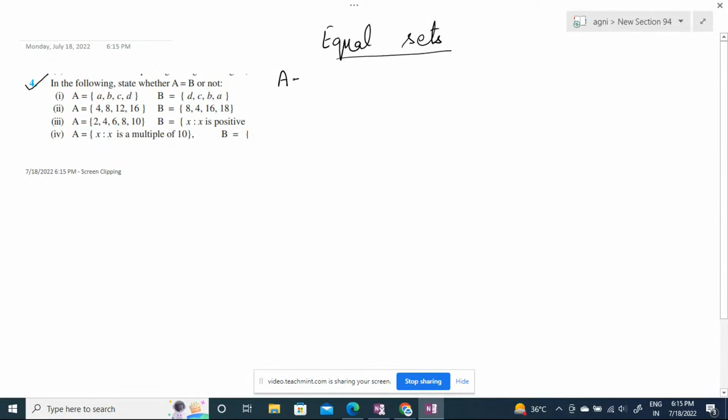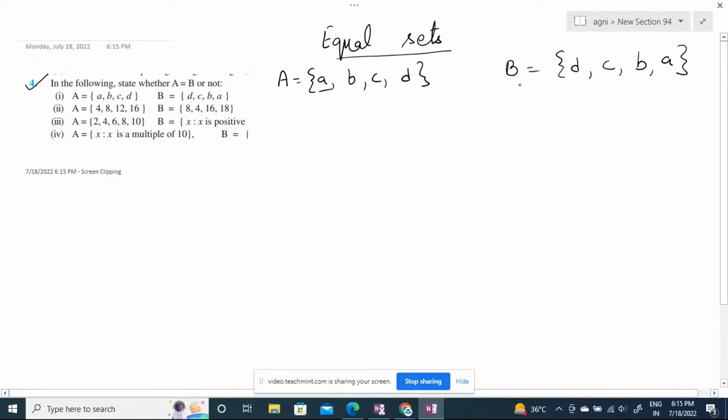Now set A is given as A, B, C and D. In the B set we have D, C, B and A. So now you can see that the elements are the same over here, B and B, C and C, D and D. So the number of elements we see, they are equal to each other, 1, 2, 3 and 4, 1, 2, 3 and 4. So A and B are equal to each other.